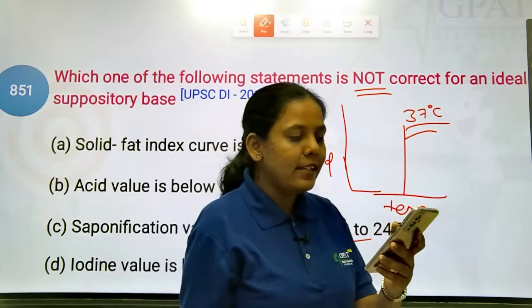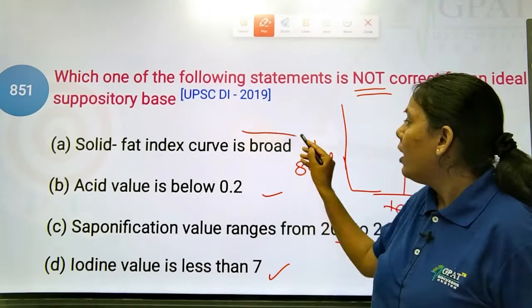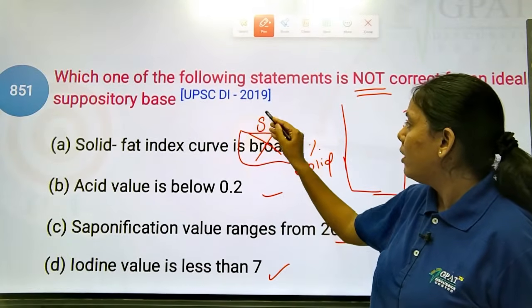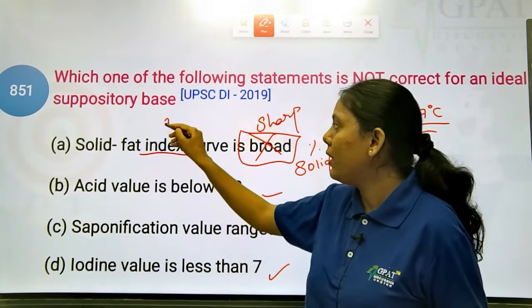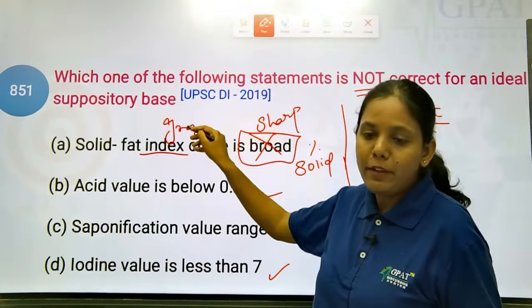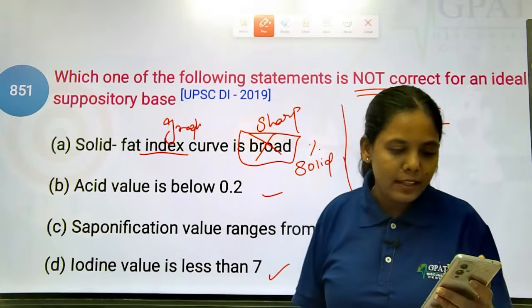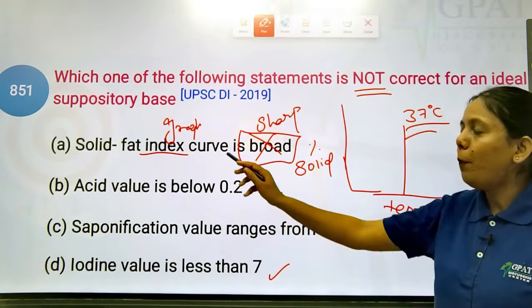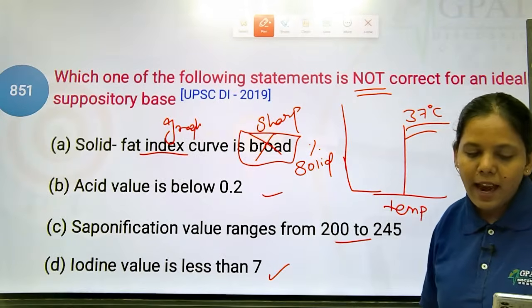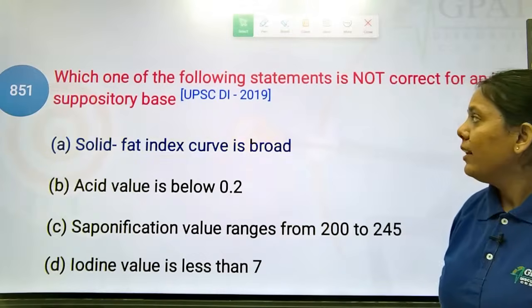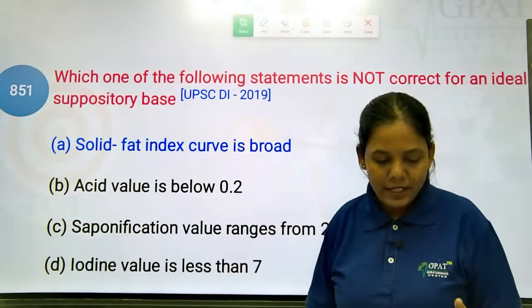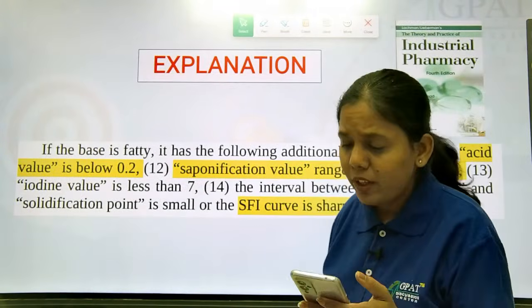And that is the reason we will have a sharp solid fat index. Remember, the index is nothing but a graph which is plotted between the percentage of solid and the temperature. So option A is the incorrect statement and that is the right answer. This was asked in 2019, UPSC DI 2019. Very good evening, all of you.